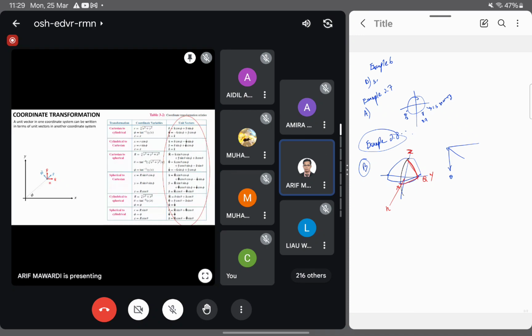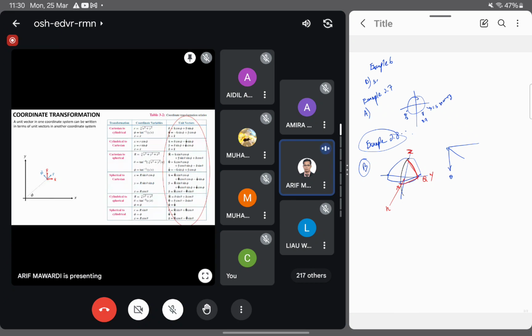So this is how you sketch the unit vectors for the cylindrical and Cartesian coordinate systems. Now you notice one thing: r is pointing along this direction. So actually you can express this unit vector in the cylindrical coordinate system in terms of the unit vectors in the Cartesian coordinate system. Or more generally speaking, you can express a unit vector in one coordinate system in terms of the unit vectors in another coordinate system.